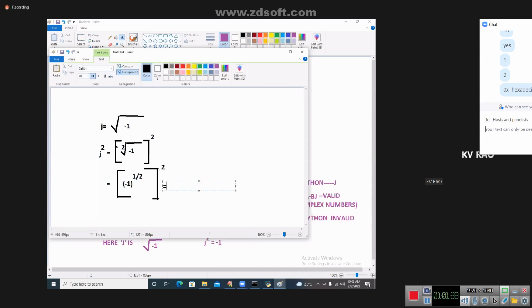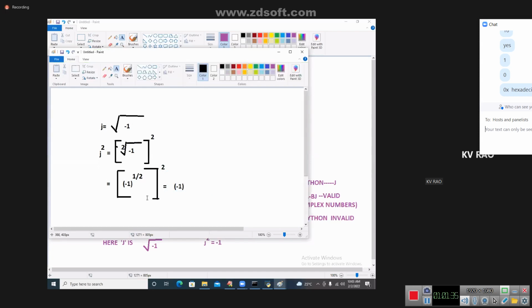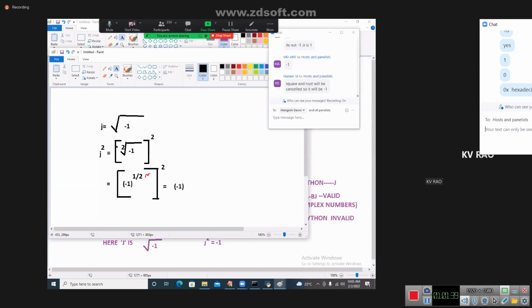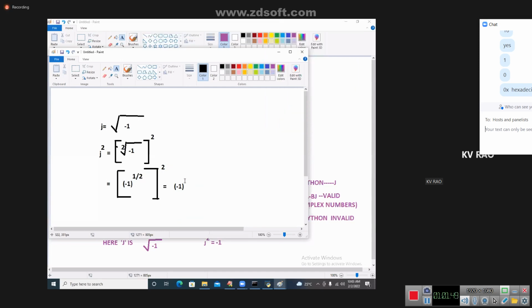Which is equal to, see, -1 to the power of a to the power of m to the power of n. This is called m, this is called n. That is nothing but 1 by 2 into 2. The 2s cancel. That is nothing but -1 is the answer. I hope you are understanding this.